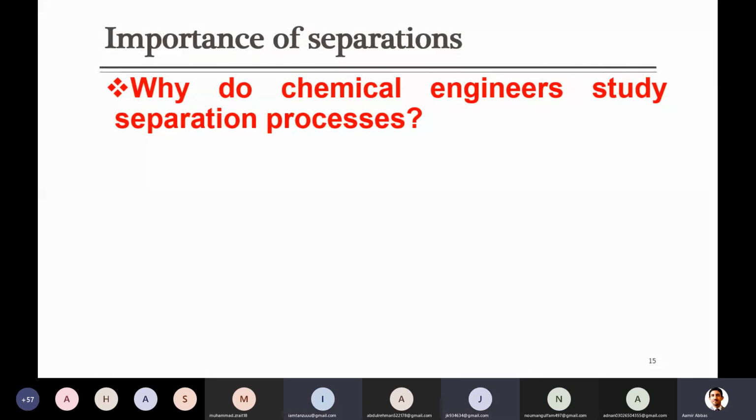Any other answer? Sir, raw material is sometimes not pure, so we also have to purify it. You are right. Sir, when a reaction takes place, there's always a limiting reactant and an excess reactant. If the limiting reactant gets used up, then we have to separate the excess reactant from the product. So in that case we use separation techniques. You can say that unreacted reactants are separated from the product. Exactly. Any other answer?